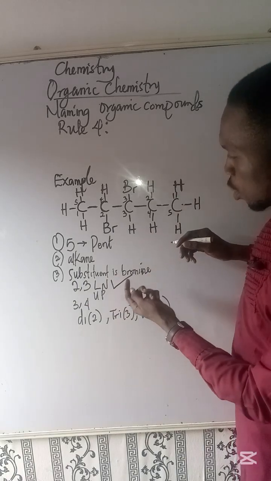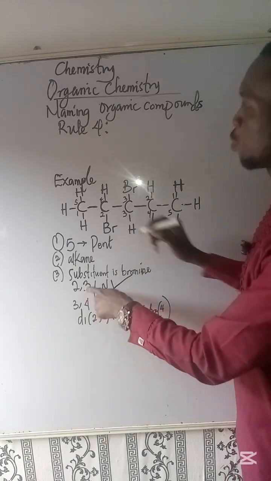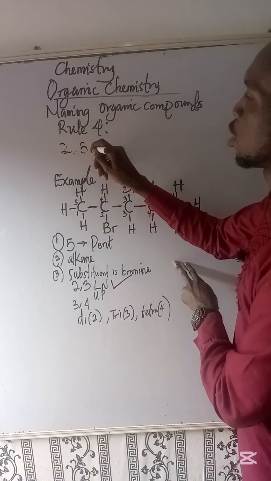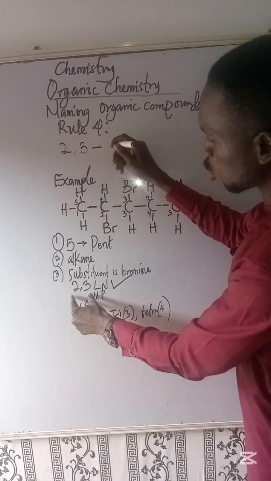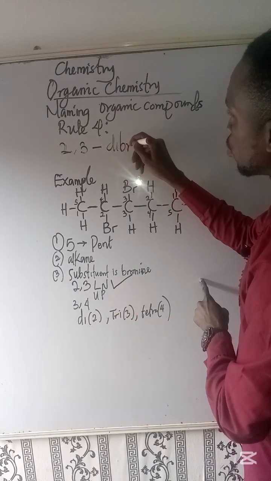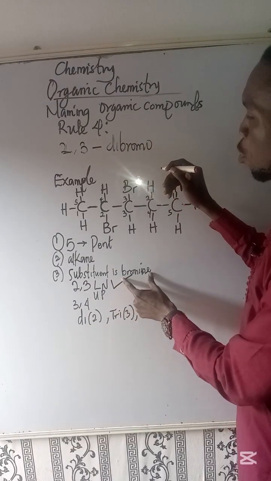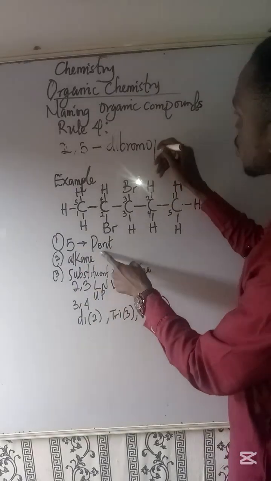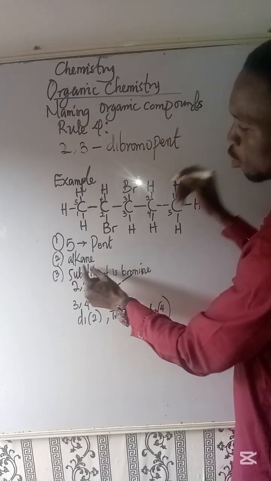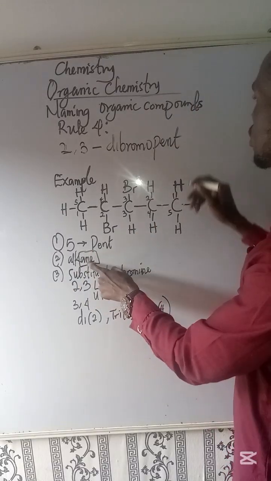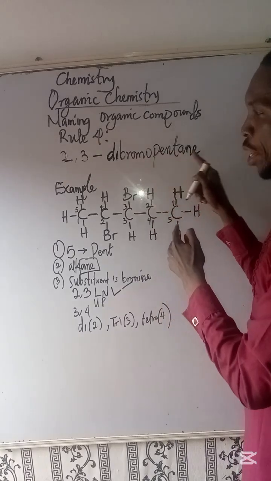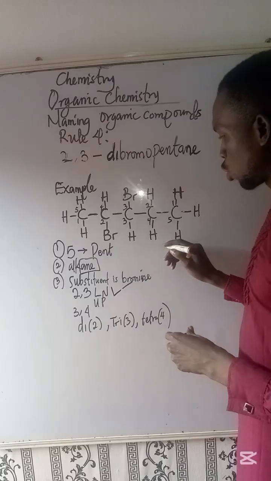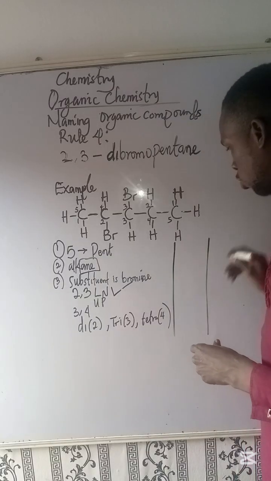So now, if I want to name this organic compound, I will start by naming the substituent. So what is the substituent here? Bromine. We are using 2, 3. So the name of this compound becomes 2, 3, di, because it is 2. You say dibromo. Bromine means bromo. Dibromo. Then you name the parent root hydrocarbon. Pent. Then you add the last 3 letters here. 2, 3-dibromopentane.